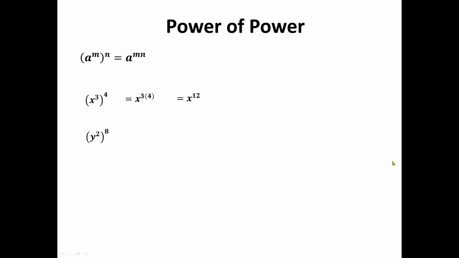Another example, y squared raised to the 8th power. We have y squared times 8, y to the 16 ang ating final answer. Y raised to negative 2 and then raised to the 8th power. If we're going to multiply the exponents, we have y raised to negative 2 times 8. Simplifying it, we have y to the negative 16. Dahil negative exponent yan, gagawin nating positive exponent, ang y to the negative 16 ay magiging denominator. Kaya ang ating sagot is 1 over y to the 16th power.